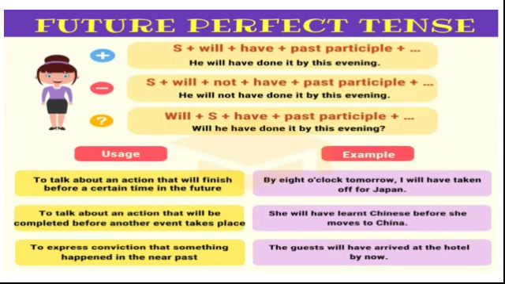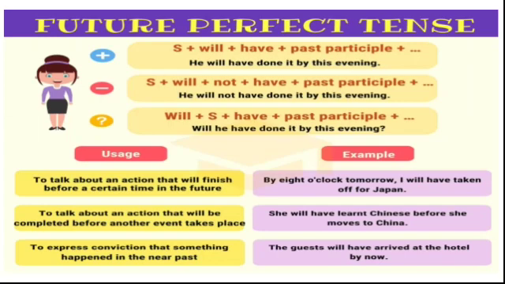In this tense we use will plus have plus verb's third form, that is past participle. Okay, he will have done it by this evening. So here you will see the future time will be given. To talk about an action that will finish before a certain time in the future, we use future perfect tense. By 8 o'clock tomorrow. See, it's given. Future time is given, 8 o'clock tomorrow. I'll have taken off for Japan.